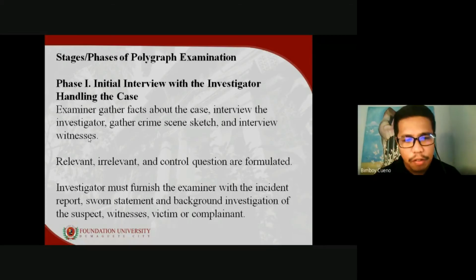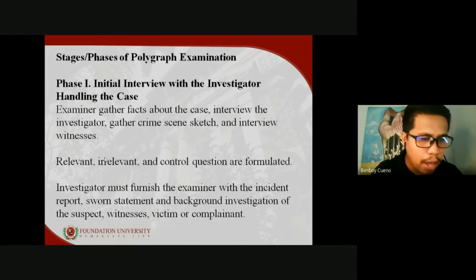Okay? Will be formulated. So, duha lang kabuok ang mahitabo sa phase 1. Una, the gathering of facts. Asa man siya mo gather sa facts? Katong tanan nga data. Katong deposition, unsay sworn statement sa complainant, sa witnesses, unsay incident report, unsay crime scene sketch, muna yung mga facts nga gi-gather sa examiner. Ikaduha, pag naa na kay facts already gathered, that's the time that you will formulate your questions.